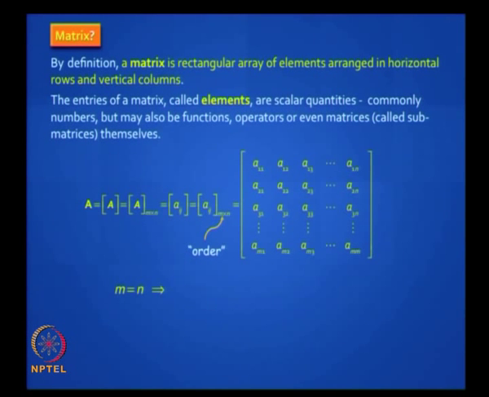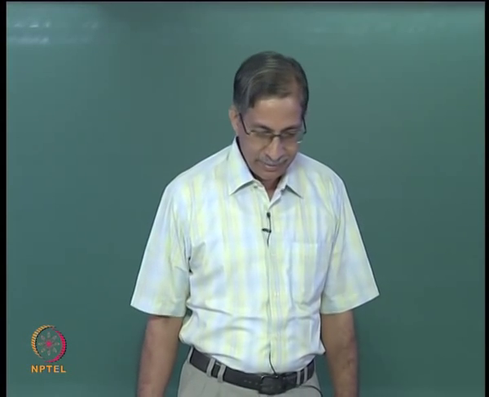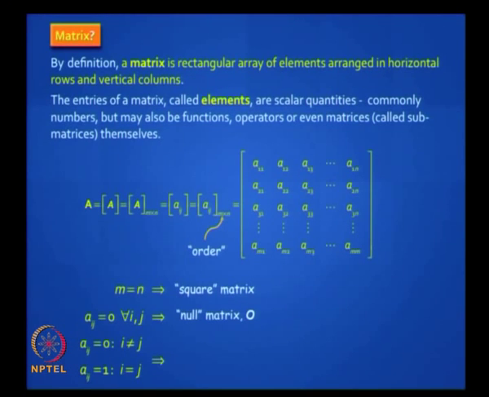So let's see. When M is equal to N, what do you call that type of matrix? Square matrix. Very good. When all the elements are zero, null matrix, and it has a symbol capital O. When the off diagonal elements are 0 and all the diagonal elements are unity, it is an identity matrix. Very good. Now we can go fast because you seem to know everything, but you should know the notations used. For example, a 3 by 3 identity matrix looks like that.